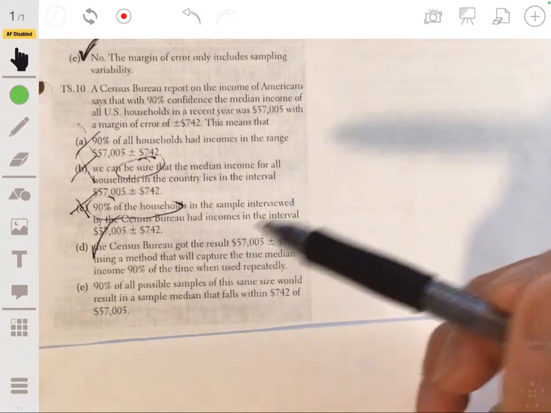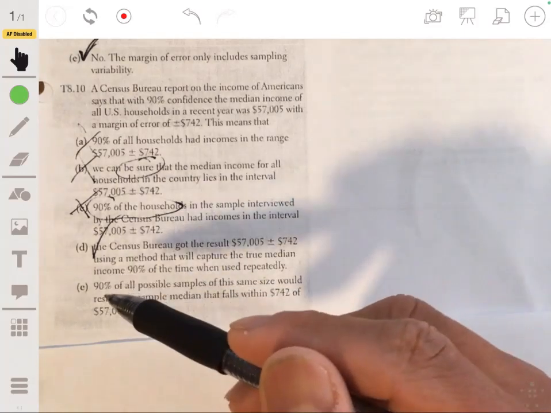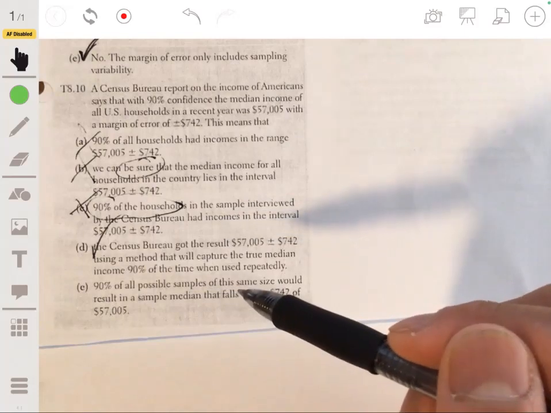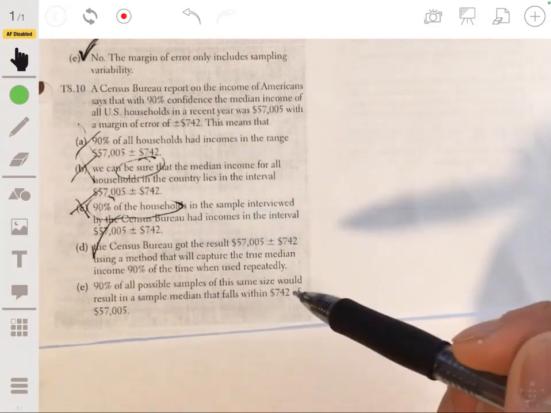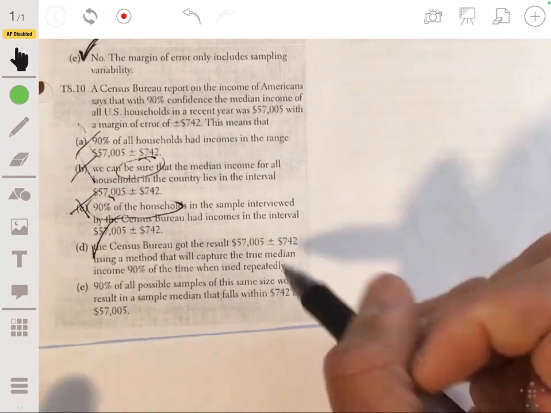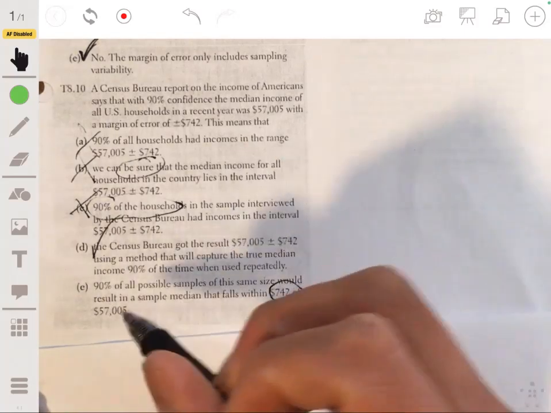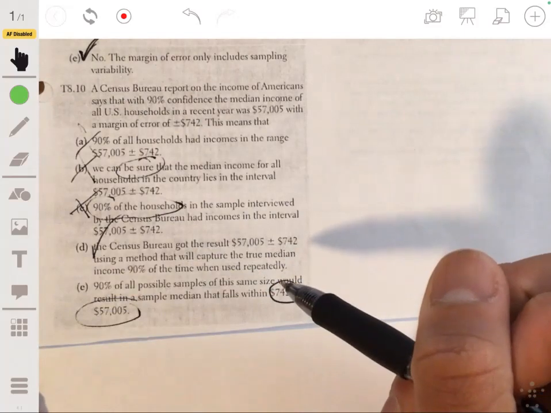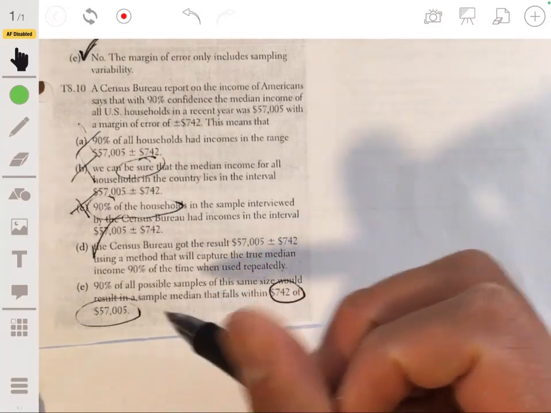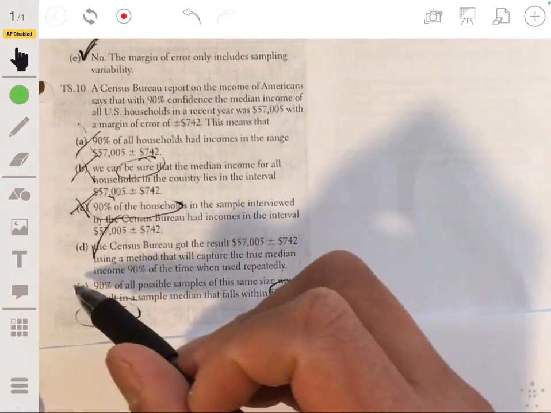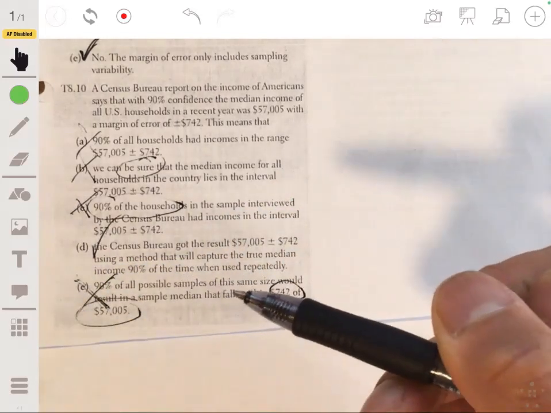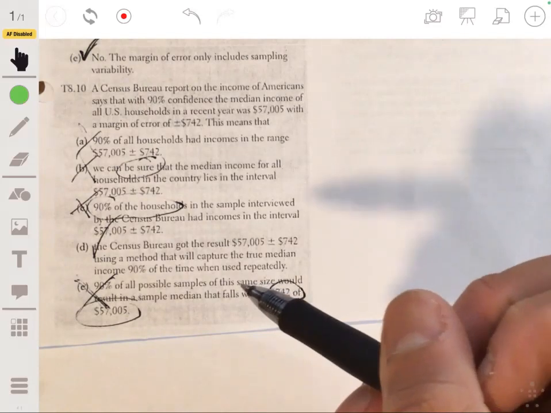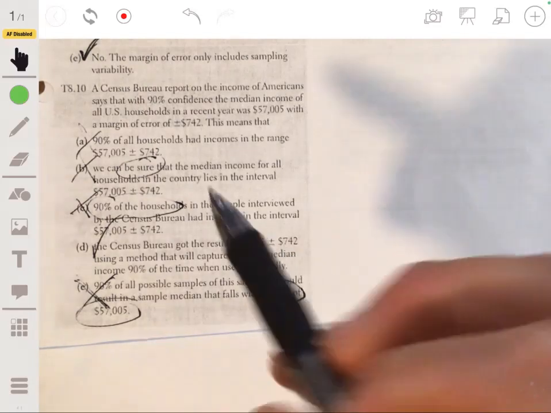And let's go over why it's not going to be E. E says 90% of all possible samples of this same size would result in a sample median that falls within 742. No, it doesn't. It doesn't get that specific. It's adding more details and more complexity than a confidence interval does. So the answer is going to be D.